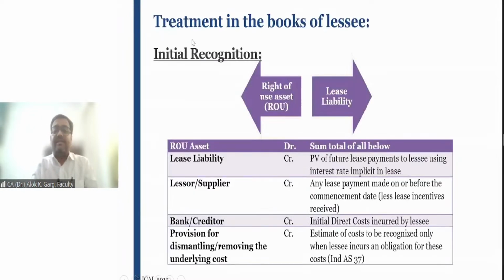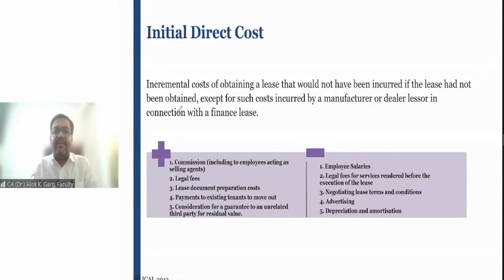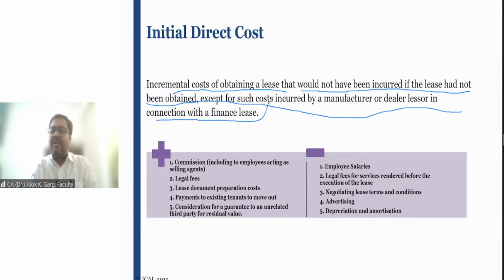Initial direct cost is an incremental cost of obtaining a lease that would not have been incurred if the lease had not been obtained, except for such cost incurred by a manufacturer or dealer lessor in connection with a finance lease. So I'll discuss this concept later on. But what is initial direct cost? Initial direct cost is those costs which would not have been incurred if the lease had not been entered.